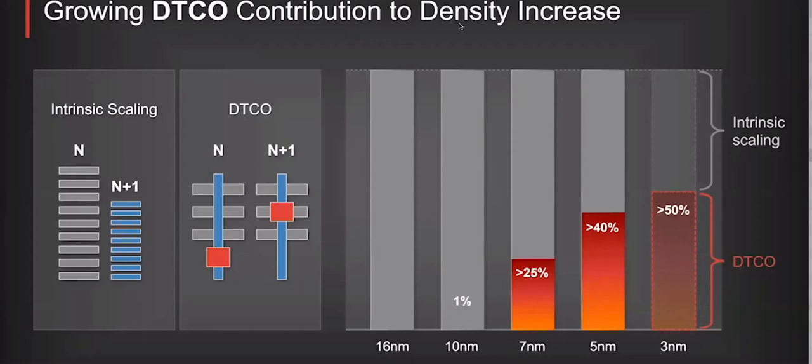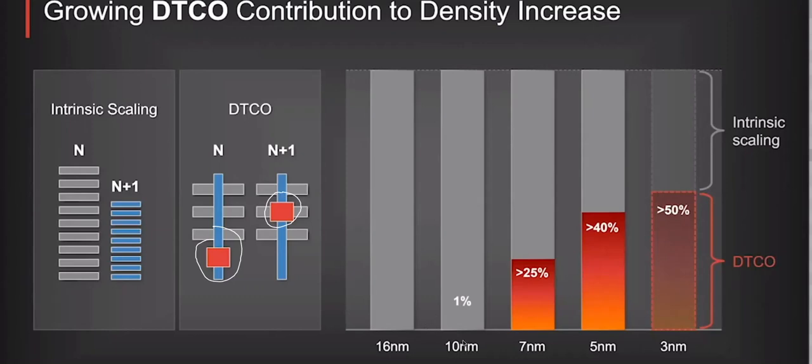And the growing DTCO contribution to density: for example, in intrinsic scaling, this is your device, node number, and you just make them smaller, you make it denser. In DTCO, it's not just that you scale your devices, but you also change the design. For example, in this specific design, you move the contact from here to here. So you not only change the technology, but you also change the design.